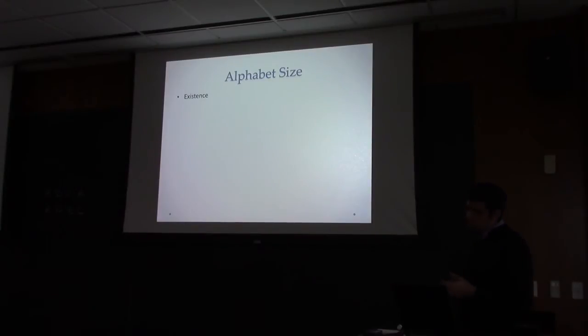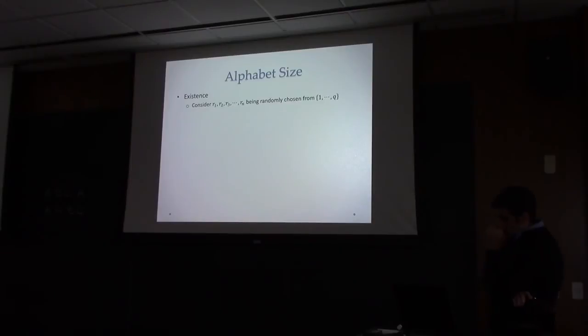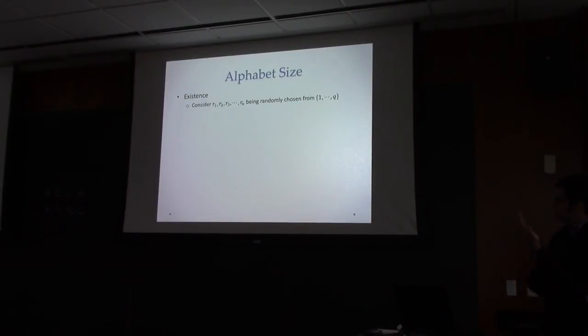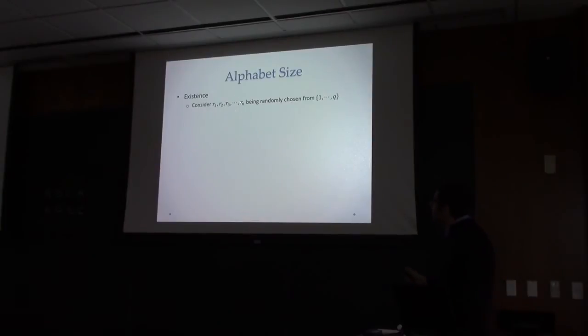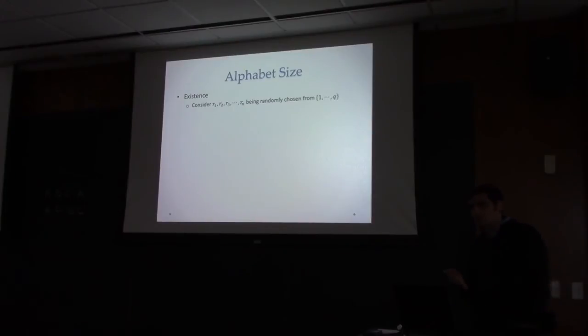Now I'm going to talk about the existence and construction of these sorts of strings. So let's say you have a random string with n different elements, each of them being randomly chosen from a set of size q. What I'm going to say is that there is a non-zero probability that this string is a good synchronization string. And this is the way that I'm going to show the existence of synchronization strings.